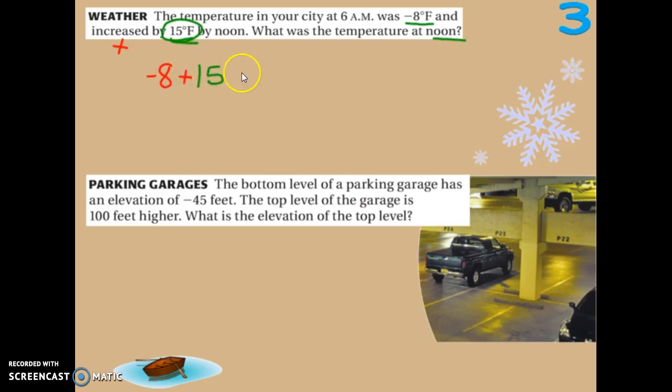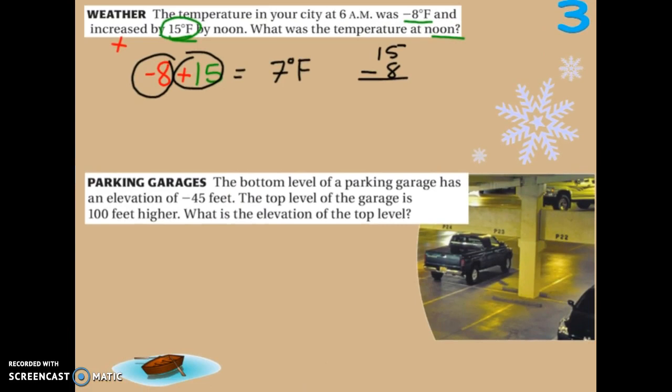So we started at negative 8, and we're going to add 15. These are different signs. Subtract. If you need to write it out, 15 minus 8, we can't really do that. So just count backwards, or count up from 8 to 15, and you should get 7. Even better answer would be if you included degrees Fahrenheit. Perfect.